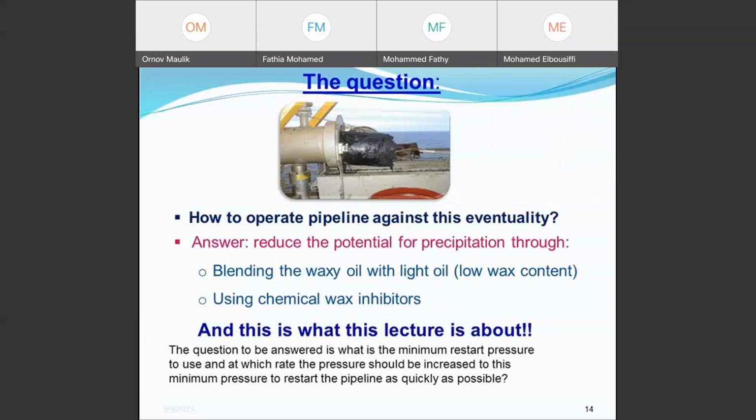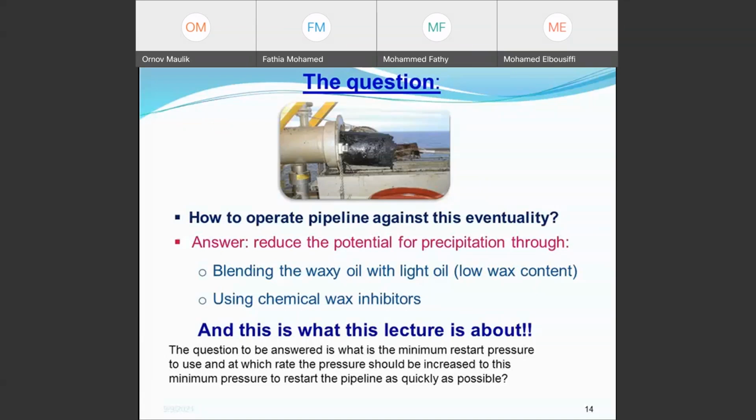So here the question is how to operate the pipeline against this eventuality. The answer: reduce the potential for precipitation through two things. Blending the waxy oil with light oil of low wax content, and using chemical wax inhibitors. So this is what this lecture is about.